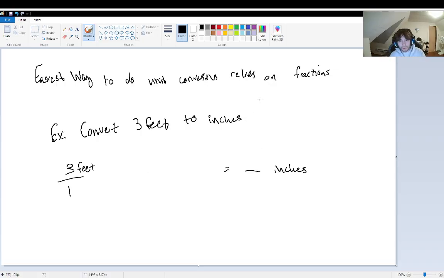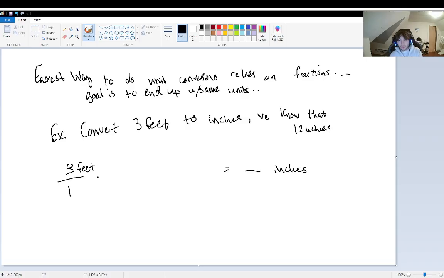Now your goal is to end up with the same units. That's generally the goal. If you get the numbers wrong, you're going to get the question wrong, but ideally you're getting the units right and you're showing this process to get from step to step. So here I gave a lot of space, but I didn't actually need it. So we know that 12 inches make a foot.